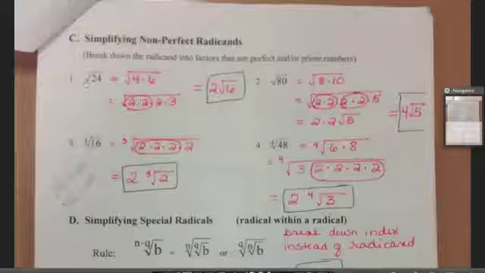I'm looking for groupings of 2 because the index is a 2. Circle that grouping of 2. That 2 comes out. Well, the 2 times 3, there's nothing I can do. It's not a grouping of 2, so that stays inside and I multiply back.